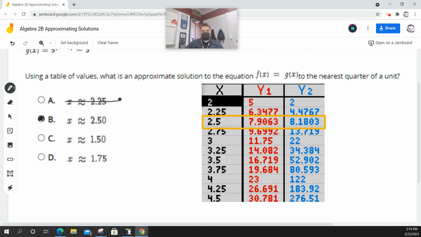2.25, that's not closer. 1.5, that wasn't even where they crossed. 1.75, they weren't even close to crossing. So it was between 2 and 3. Okay, that was it on that one.